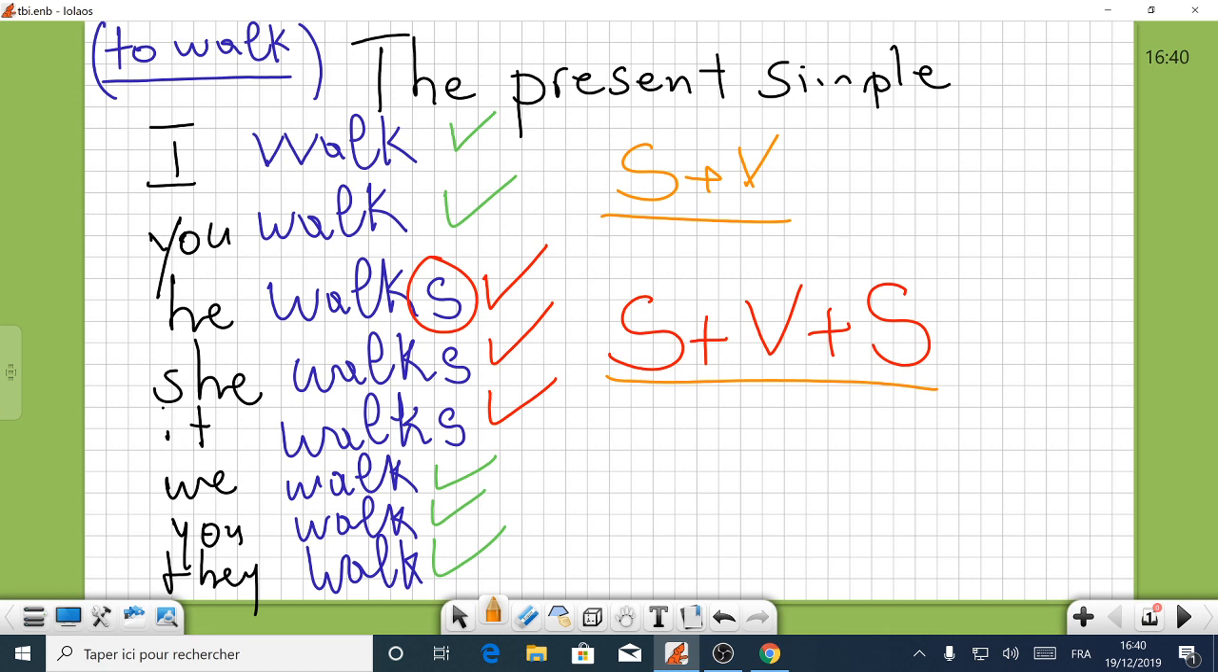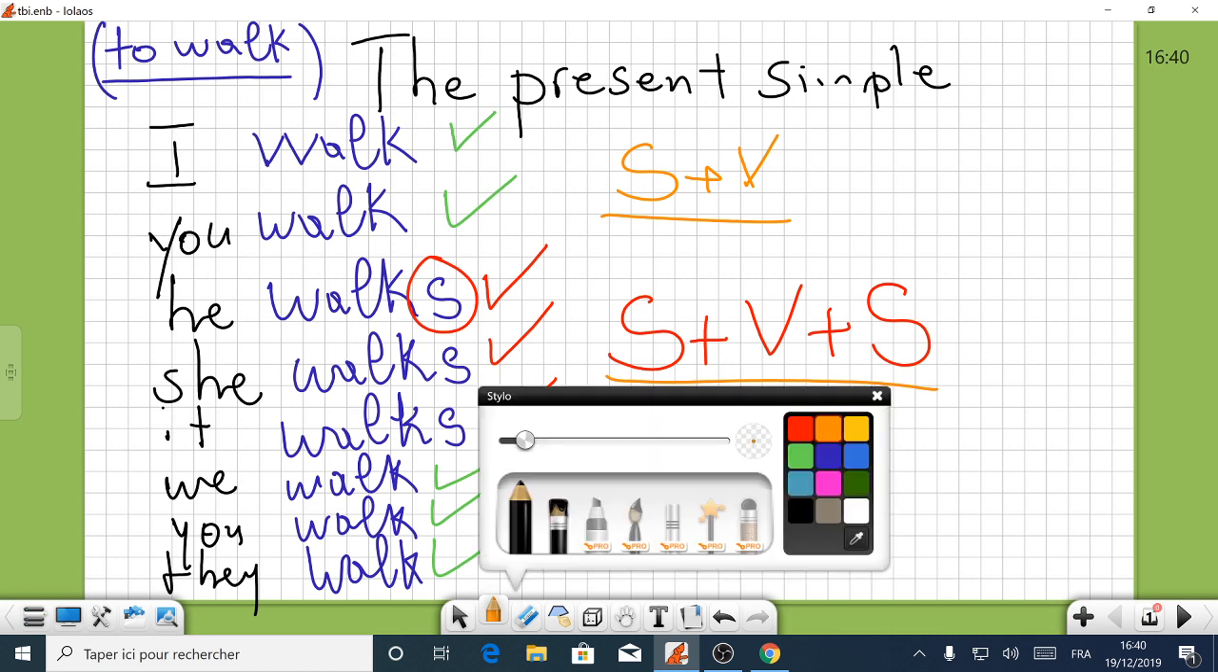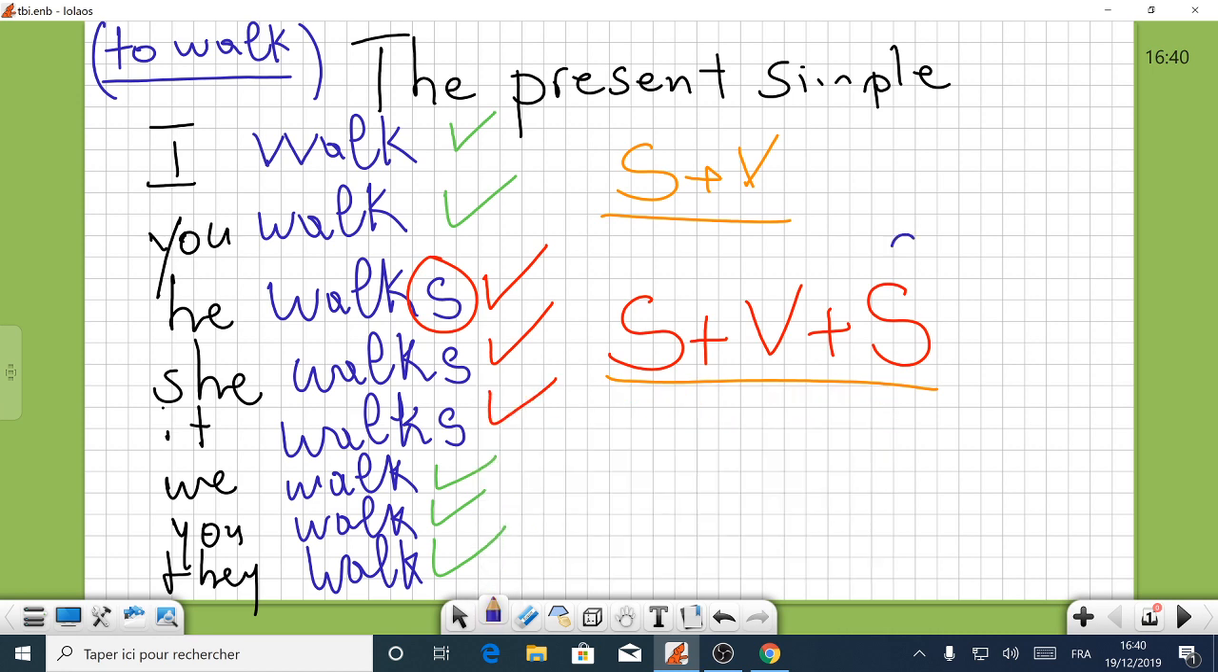So the subject pronouns in the present simple, I, you, he, she, it, we, you, and they, are divided into two categories. The first one doesn't take the s, and the second one takes the s. Okay, but the problem is, do we have only s here, or do we have some exceptions? So as you can see, the majority of the verbs take the s, and only s, but there are some verbs which take something else.